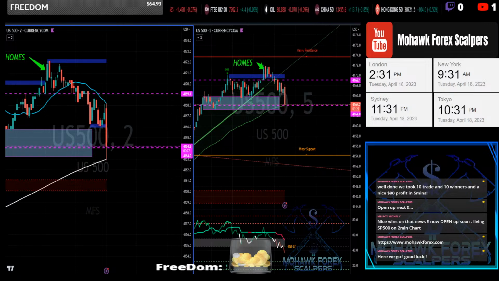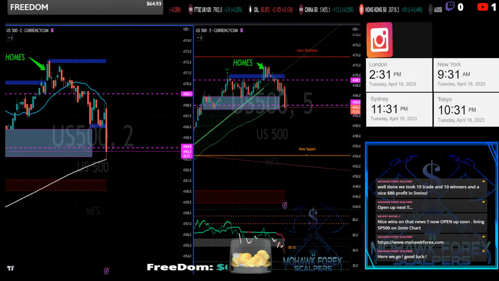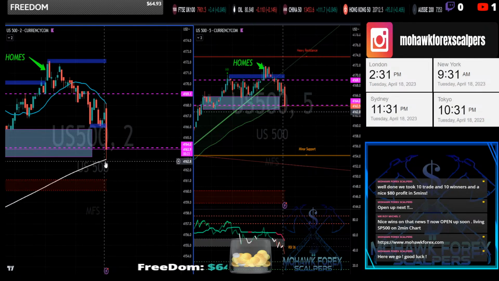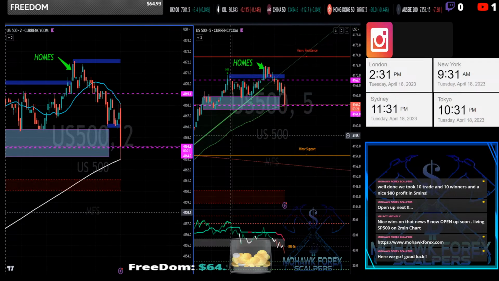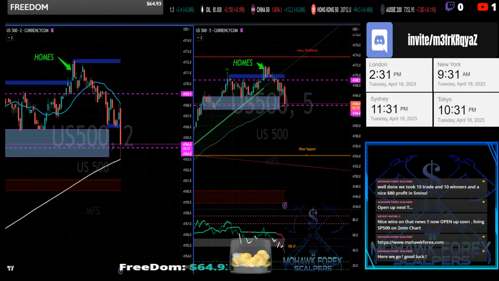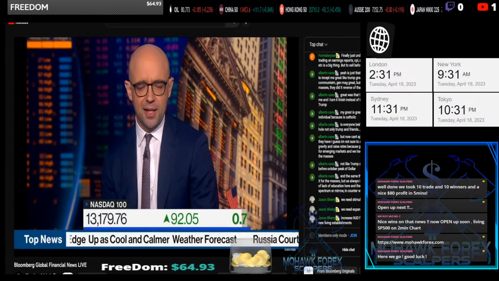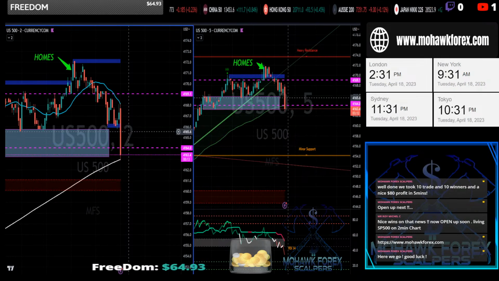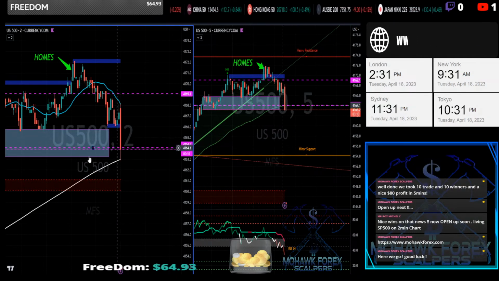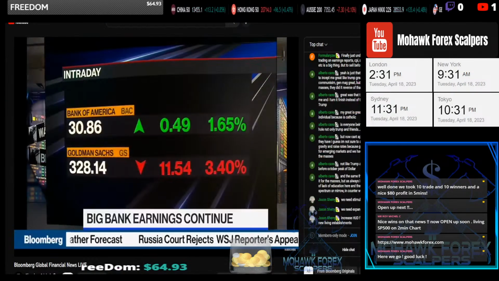Is it going to refill the wick? Bounced off our 200 moving average. Look. I like that. S&P positive. Yeah, so positive. That's a positive candle. Look at it. Brilliant.